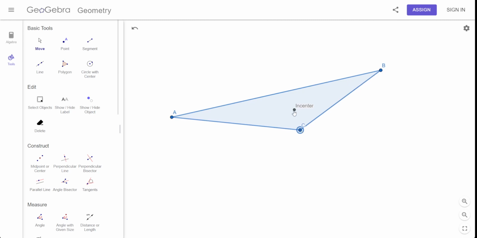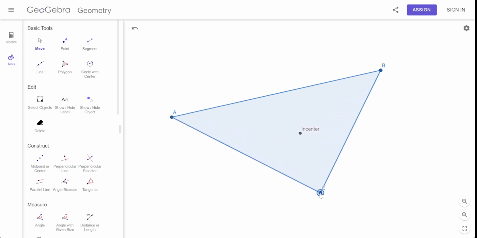Is that incenter the same distance to all three vertices? No, obviously not. I could put the lines there and then figure out how long the lines are just to show you that no, it's not. It's not the same distance to each vertex. Look, from here to C is a lot shorter than it is from there to A. Agreed? All right, so it's not that one because that one's the circumcenter, right? The circumcenter is the same distance to each of the vertices.